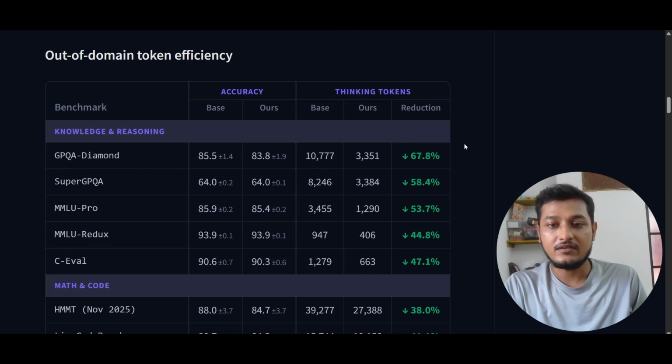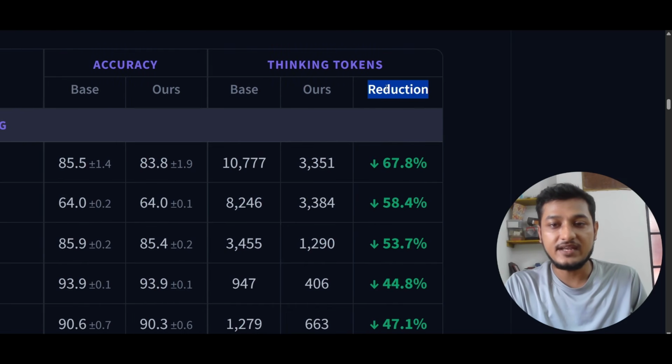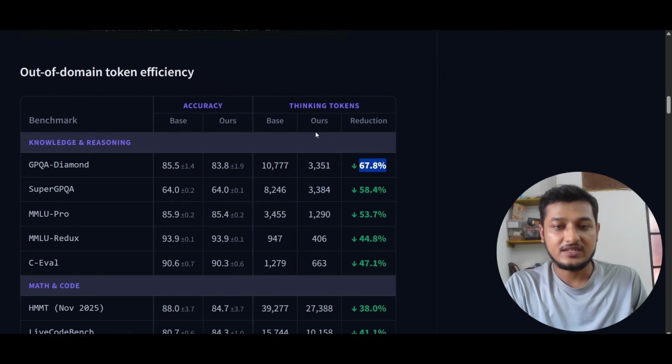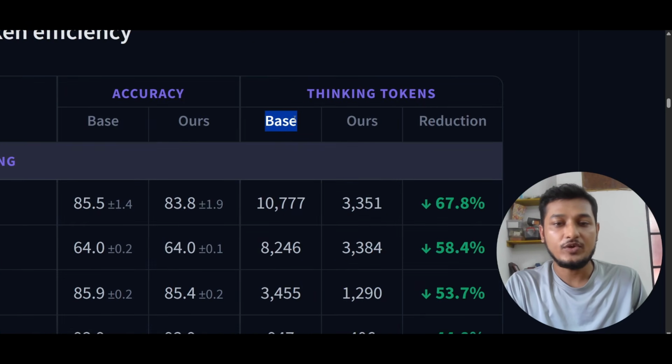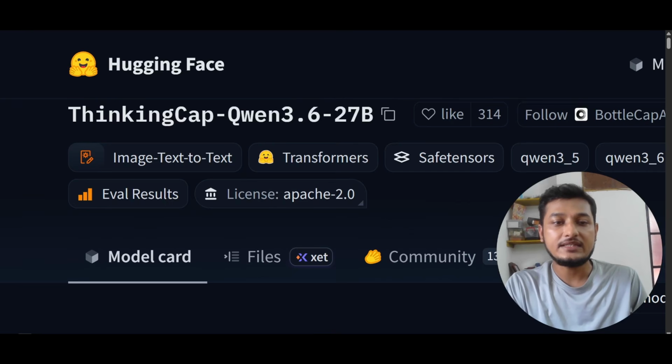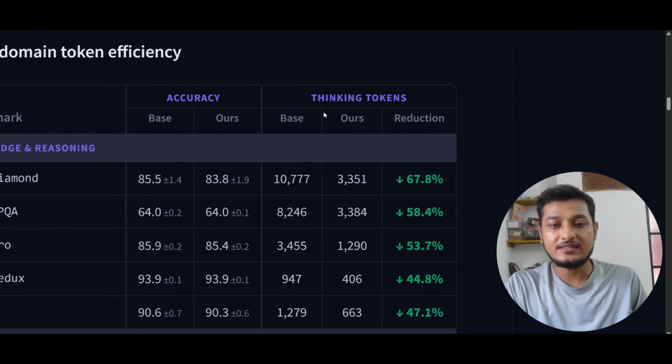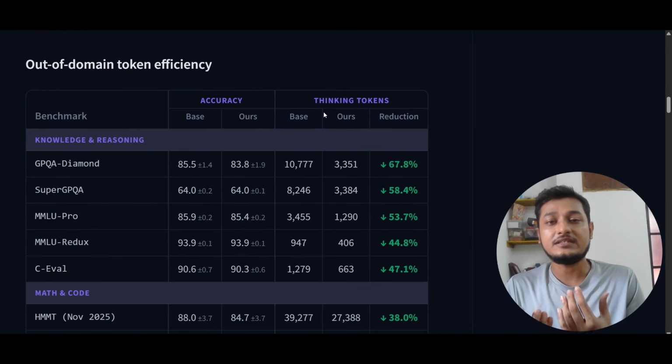And on the right hand side, you see the last column, this reduction, and this is the number of token reduction on all of these benchmarks. And here you see this is the base model Qwen 3.6 27 billion, and this is ours, meaning this new model ThinkingCap Qwen 3.6 27 billion. So that is why they are saying that after reducing the thinking tokens they are also getting the same accuracy.